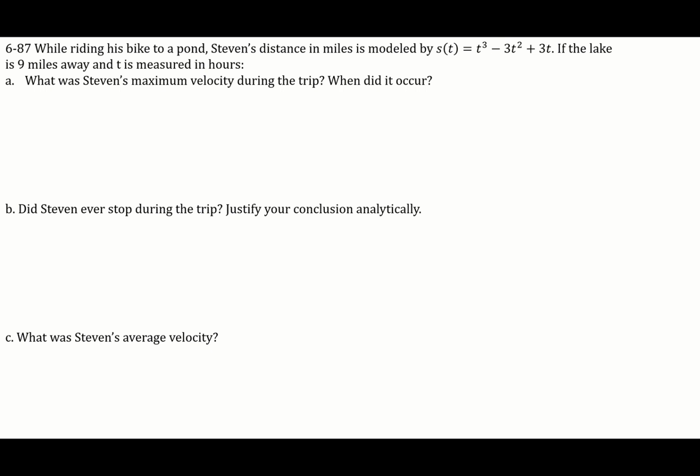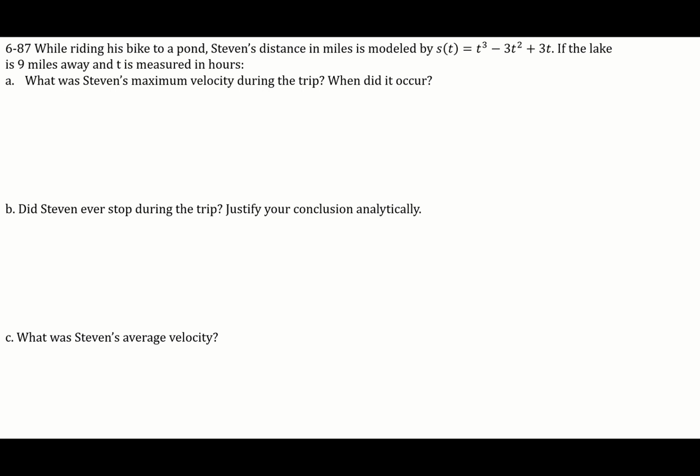While riding his bike to a pond, Stephen's distance in miles is modeled by t cubed minus 3t squared plus 3t. If the lake is 9 miles away and t is measured in hours, A, what was Stephen's maximum velocity during the trip and when did it occur? So there are two things you need to keep in mind here.